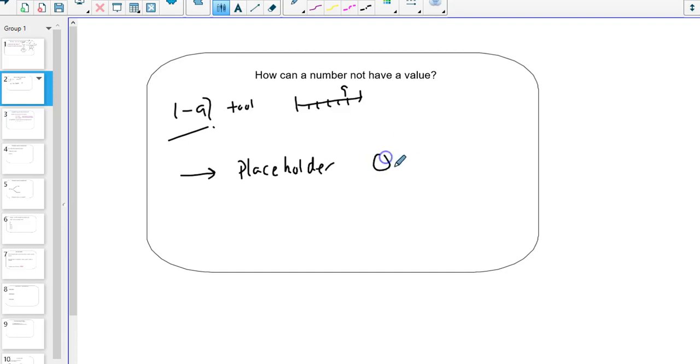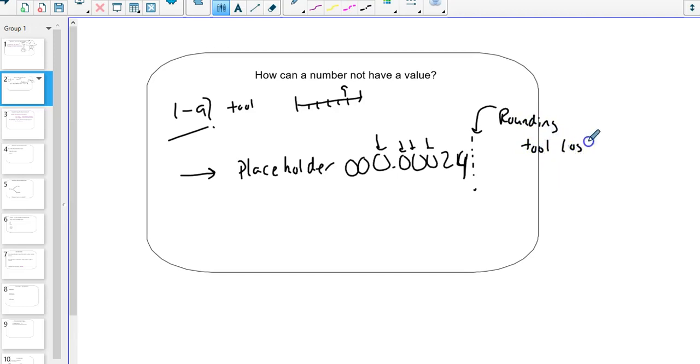But if I look at the number 0.00020, let's say 24, these zeros here don't have a value, nor does that one right there. The number hasn't even started yet. My accuracy cuts off right here. The number isn't started yet, it's just very small. I sometimes call this my rounding line. By the way, it's the point where the tool has lost accuracy.